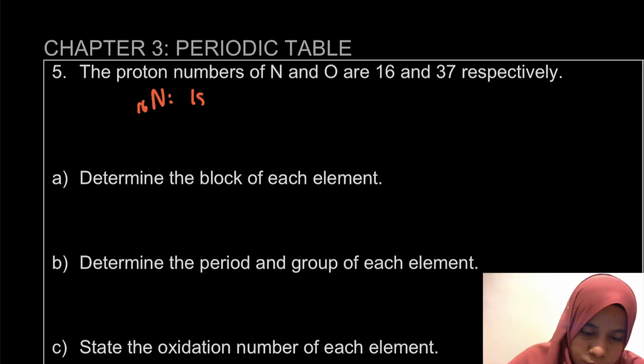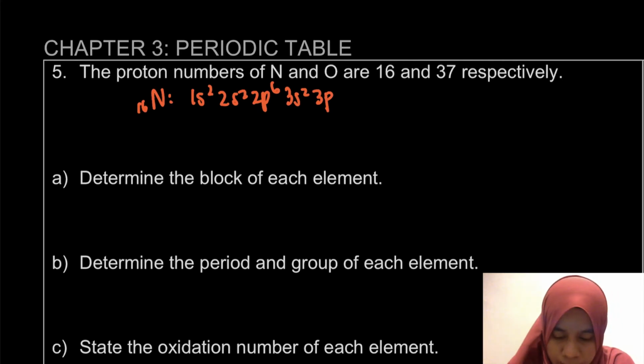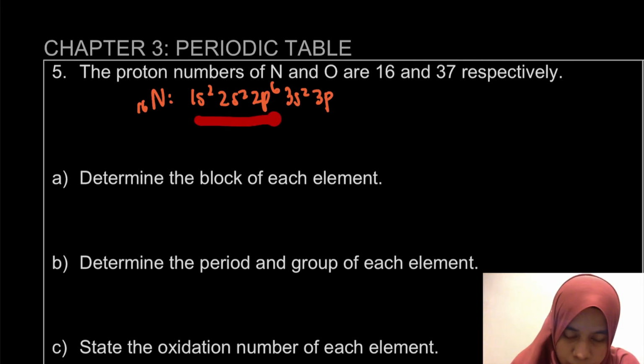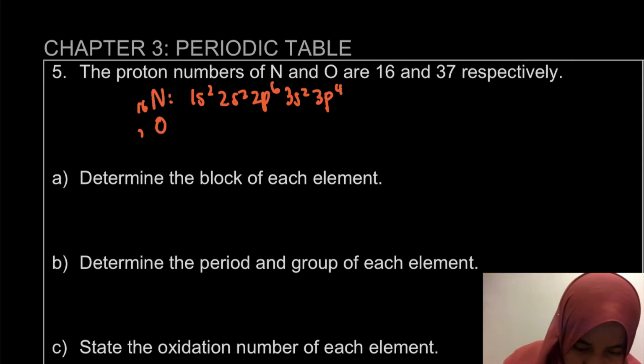So they want 1S2, 2S2, 2P6, 3S2, 3P. Betul tak ni? 10, here is 10. So 3S2 is 12, 3P4. Okay. So that's for example, that is for N. How about atom O? O ni 37 kan? Tak pernah sebanyak tu buat lagi.